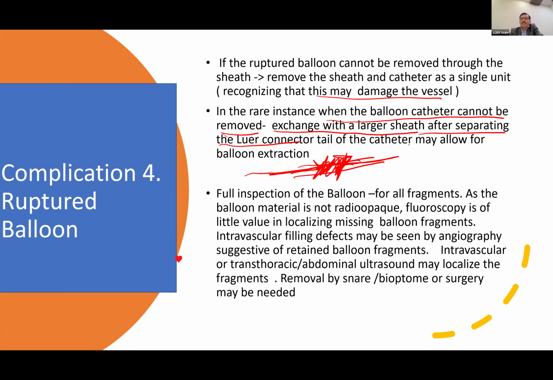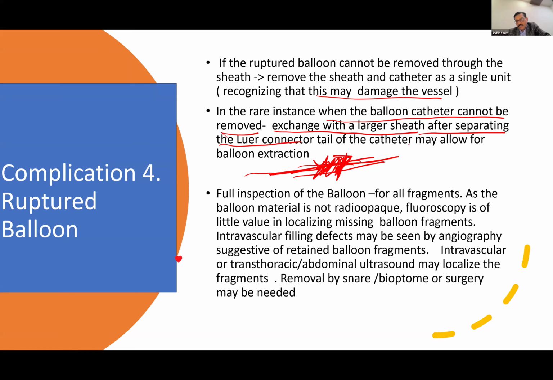Then always inspect the balloon for full segments, to confirm that we have taken all the fragments. Balloon material is not really opaque, so the fluoroscope will not be helpful. You have to do the ultrasound or echo to localize it and then remove it with the snare.